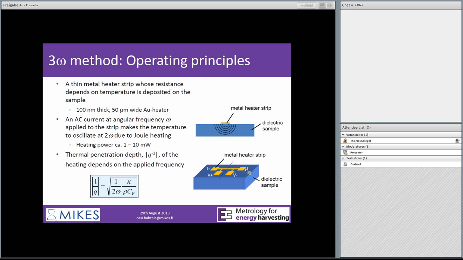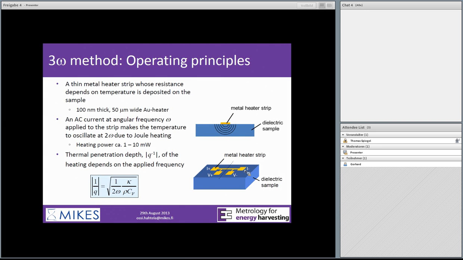So we put an AC current at angular frequency 1 omega through the strip, which makes the temperature of the strip oscillate at double of that applied frequency due to the Joule heating. And typical heating powers are quite low, about 1 to 10 milliwatts.